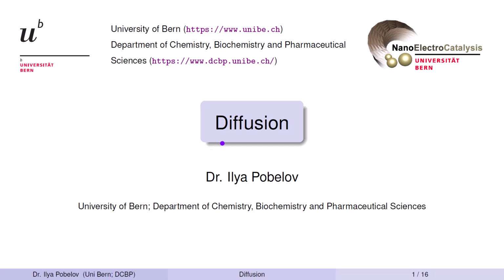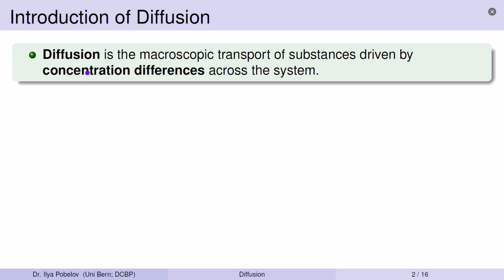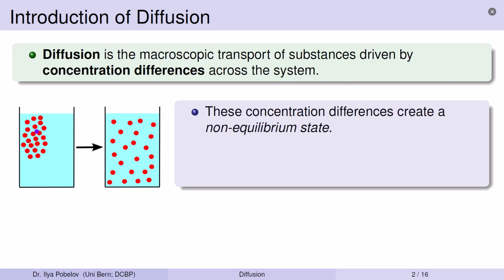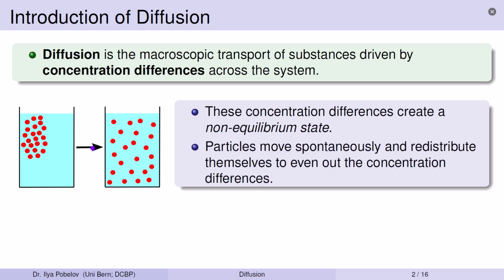In this module, we will discuss the topic of diffusion. Diffusion is the macroscopic transport of substances driven by concentration differences across the system. These concentration differences create a non-equilibrium state. As a response, particles of matter start to move spontaneously from regions of higher concentration to regions of lower concentration and redistribute themselves to even out the concentration differences.